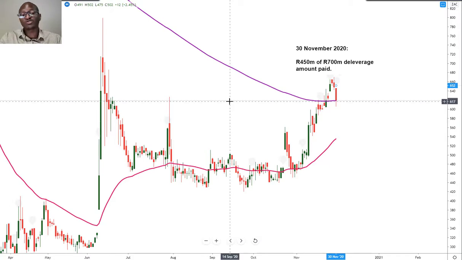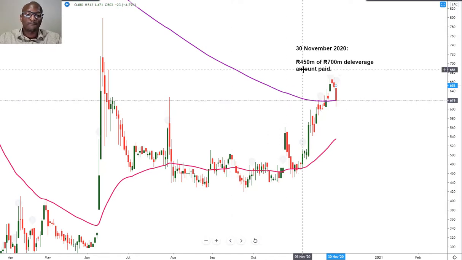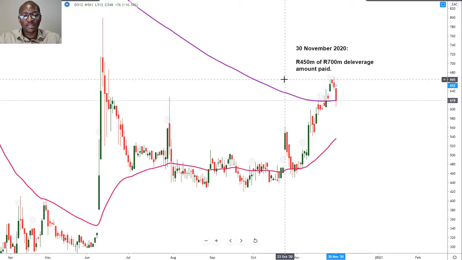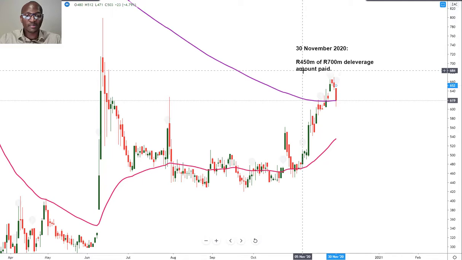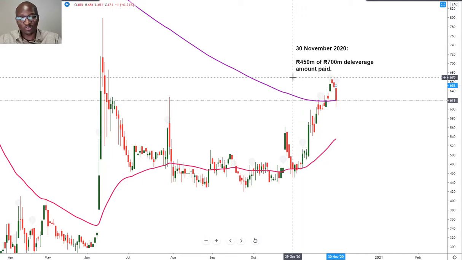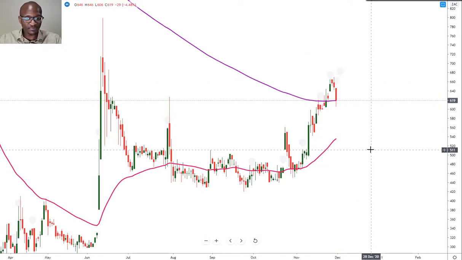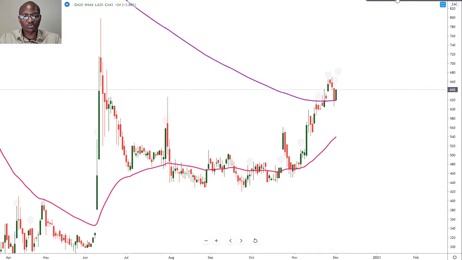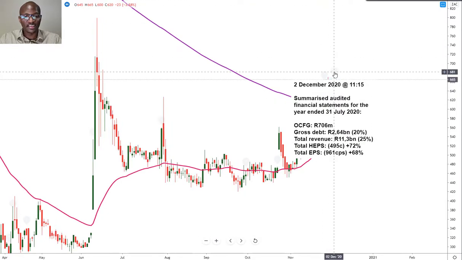And on this day, again, also this was not released on SENS. It was not in any article. I picked it up when I was reading the annual financial statements. Part of the Deleverage Plan, there was another amount which was to be paid in November 2020, and they managed to pay 450 of the 700 million which was due. And the reason why they couldn't pay the full amount was because of delays in disposals of further assets due to COVID. But the market didn't punish that too much, and the market started picking up again.